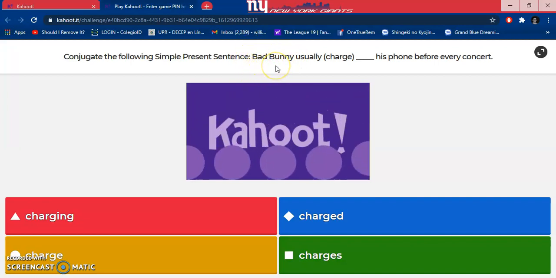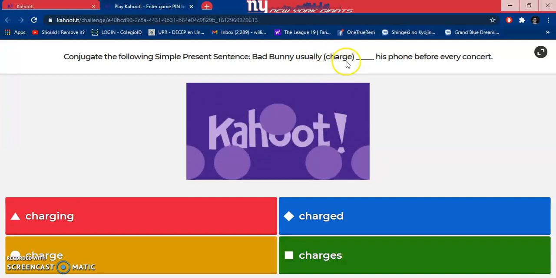As you know, Bad Bunny es un he. Si lo cambiamos en pronombre sería he. Since Bad Bunny is a he, el sujeto está en tercera persona singular. So, since it's a he, it's in third person singular. Cuando está en tercera persona singular, ¿qué pasa con el verbo? When it's in third person singular, we add plural.